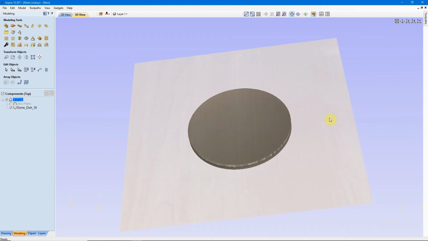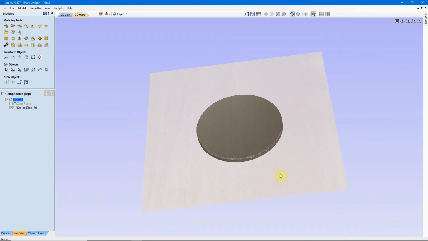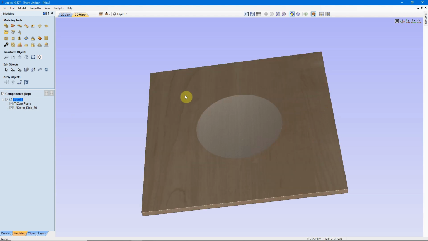Again, the modeling plane, think of it as a representation of a tabletop that all of your models are going to be built up from. And the zero plane, a representation of the surface of the material that your model is going to be carved into.